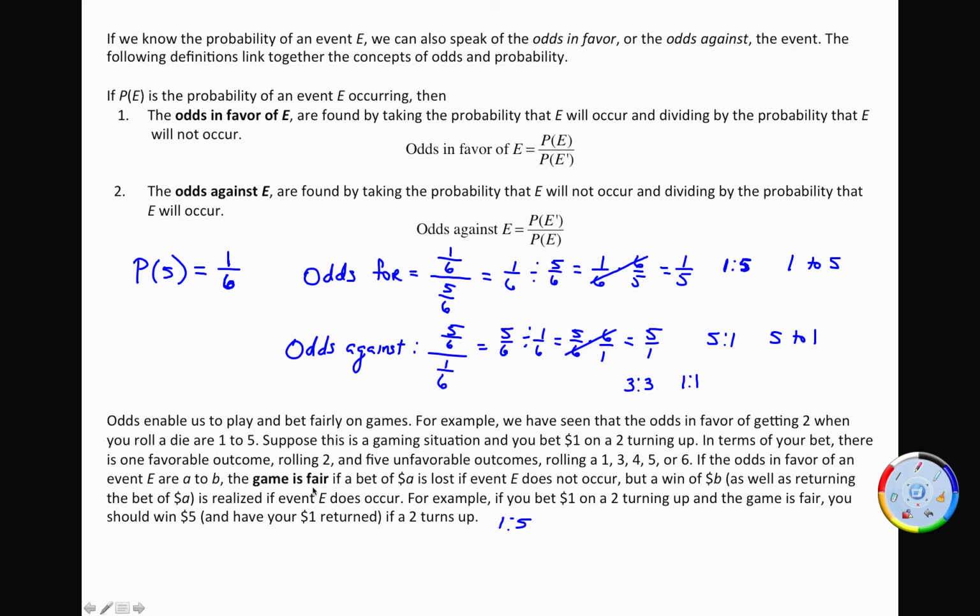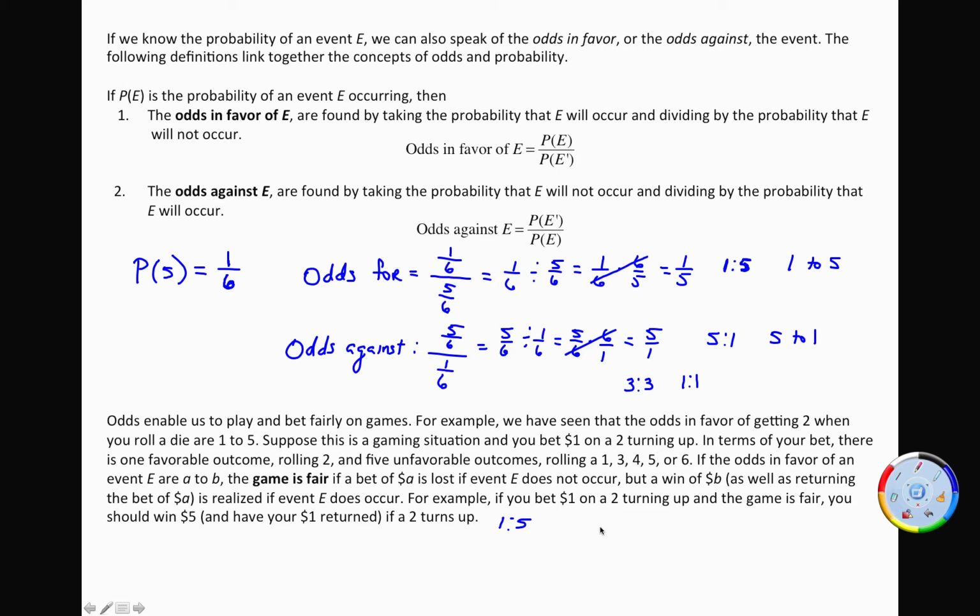then the game is fair if a bet of, in our case, $1 is lost if event E does not occur, but a win of, in our case, $5, as well as returning the bet, is realized if event E does occur. So here's that again. For example, if you bet $1 on a 2 turning up and the game is fair, you should win $5 and have your $1 returned, of course, if a 2 turns up.